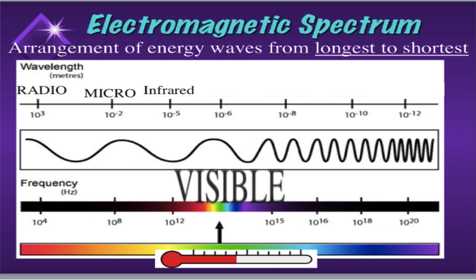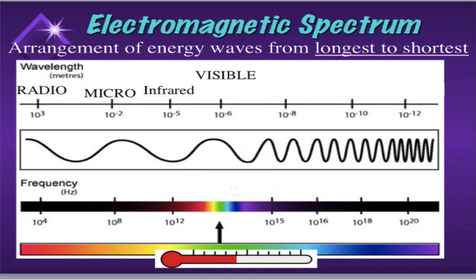Now, visible light is right in the middle, followed by ultraviolet or UV light. Now remember, we're getting to smaller and smaller, or shorter and shorter waves now. Now after UV, we have X-rays, and then finally over on the very far right with the shortest waves, we have gamma radiation.